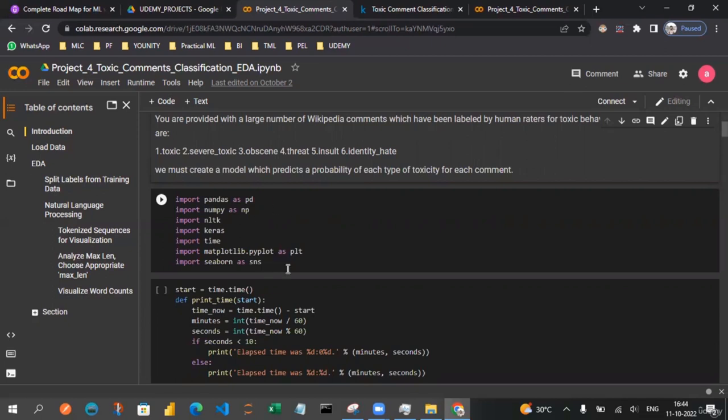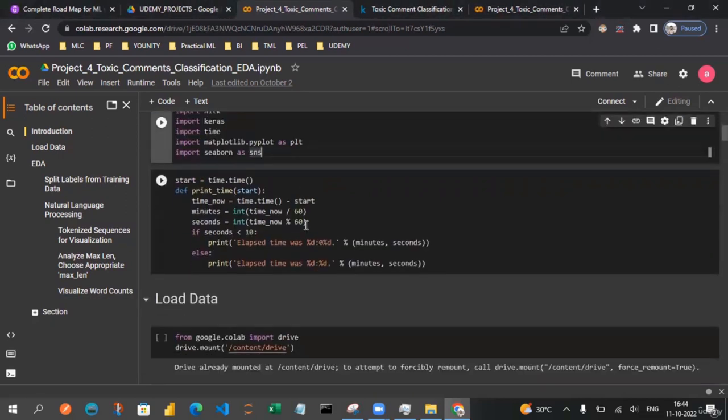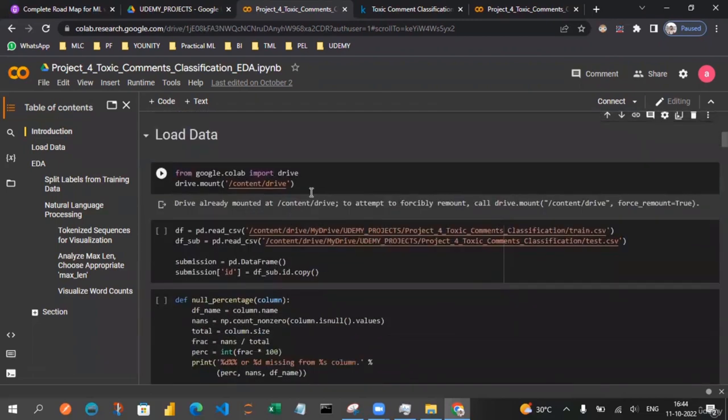I'm just importing some of the NLP related libraries which are going to be useful, along with libraries for plotting and understanding the EDA analysis. This start and end time tells us when the cell started and when the cell ended. Whenever we want to know how much time it takes, we can directly use this print time function. I'm just mounting my dataset, which is already present in my Google Drive.